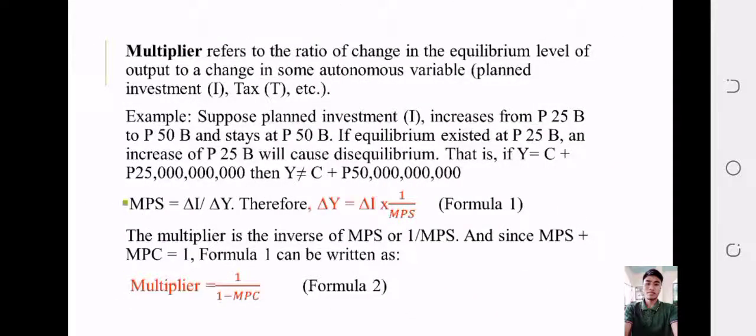Multiplier refers to the ratio of change in the equilibrium level of output to change in some autonomous variable, such as planned investment. Here is an example. Suppose planned investment increases from 25 billion pesos to 50 billion and stays at 50 billion. If equilibrium exists at 25 billion, an increase from 25 billion will cause disequilibrium. That is why Y is equal to C plus this 25.